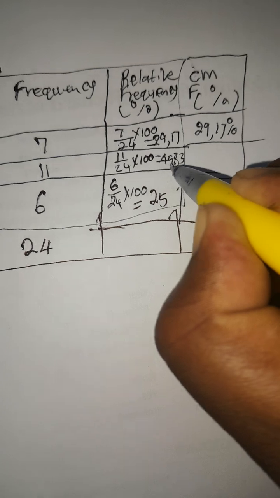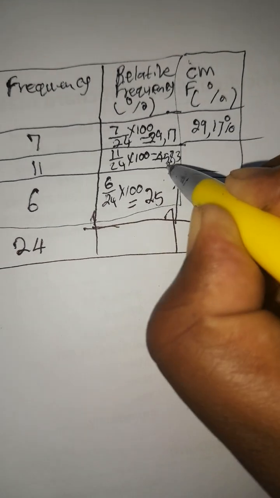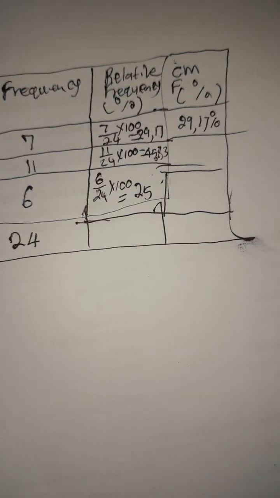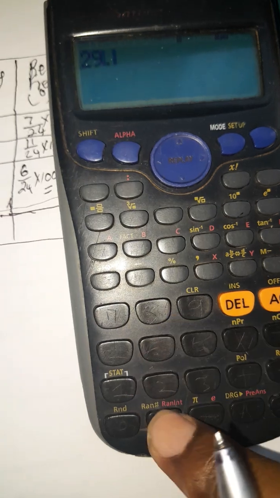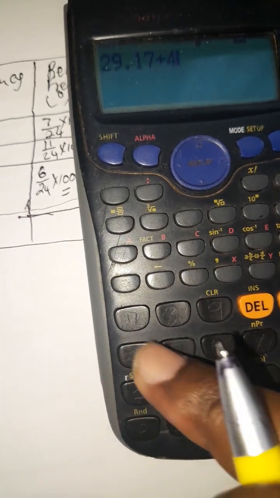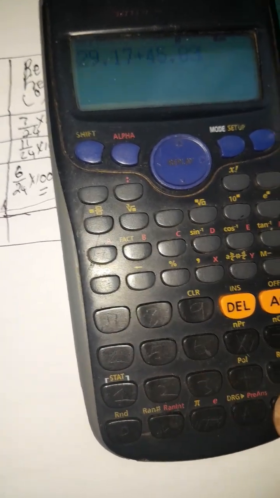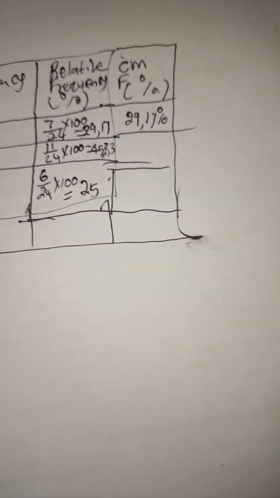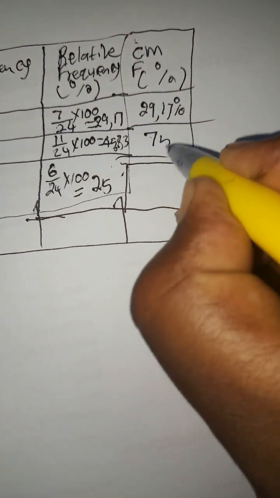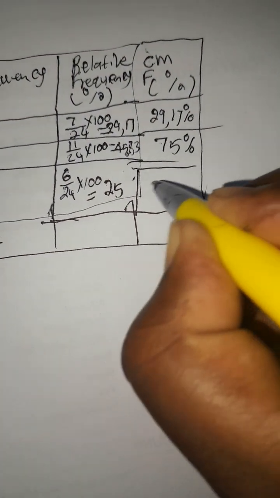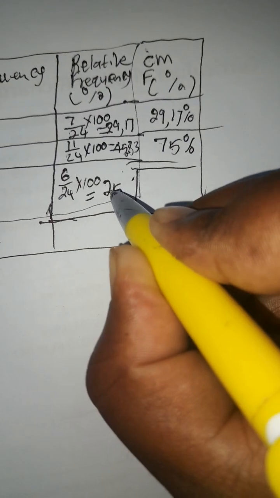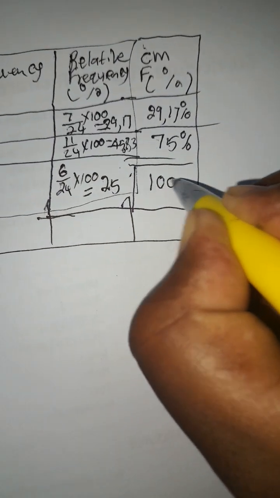To find the cumulative frequency percentage, remember, you take this 29.17% and add it to 45.83. So you say 29.17 plus 45.83. What is that? That's 75. So I'm going to have 75% here, guys. From there, I say 75 plus 25, I'm going to have 100%.